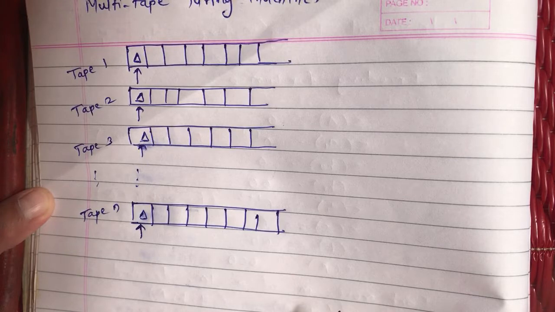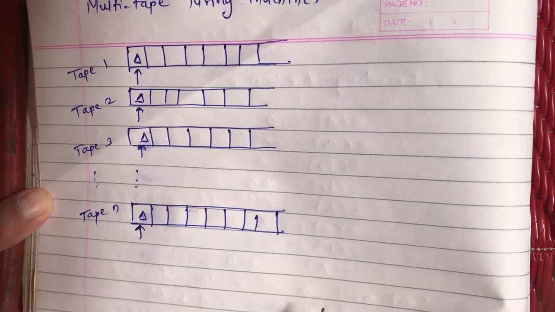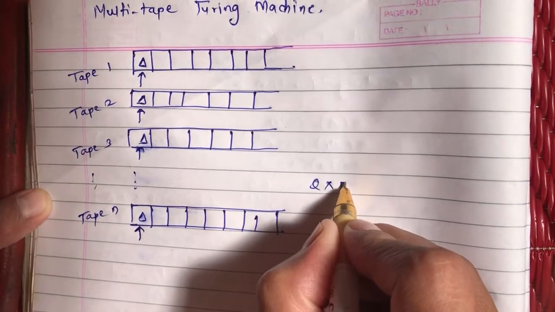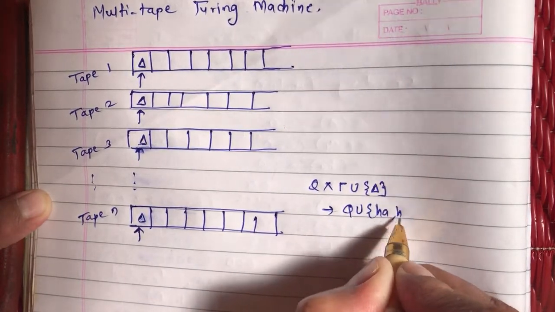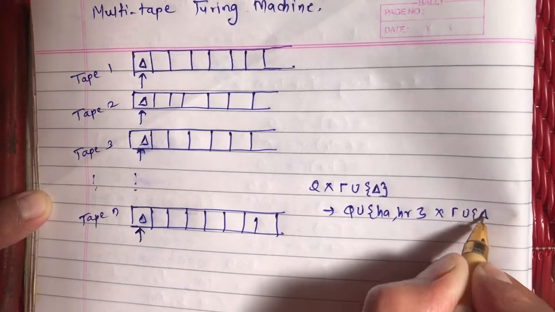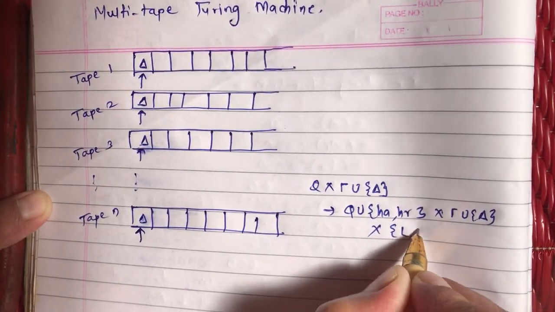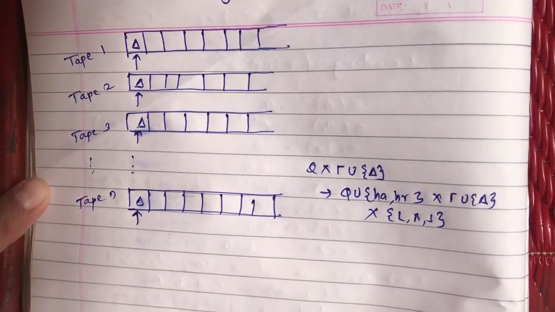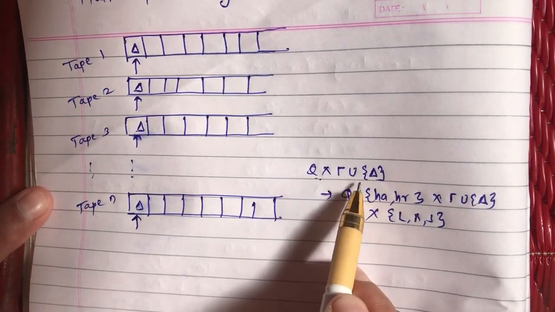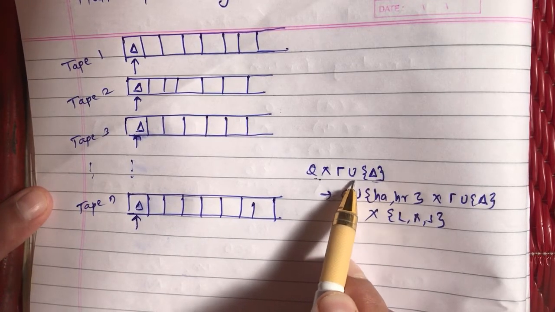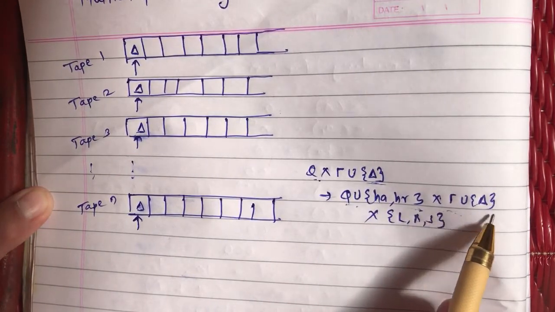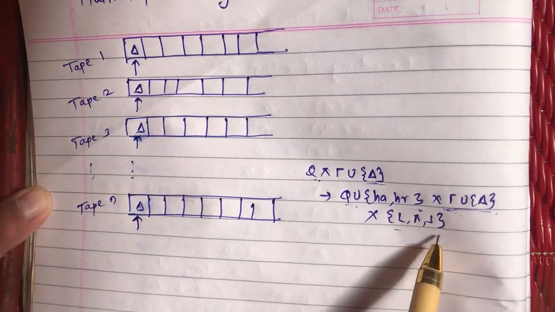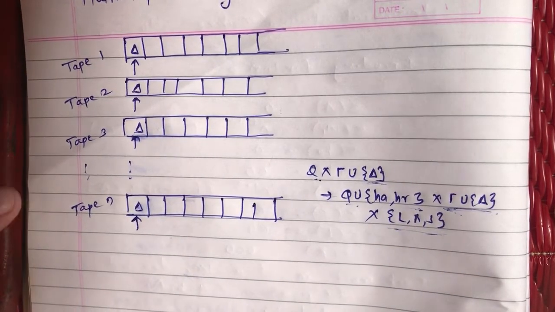So whenever we represent this type of transition for a multi-tape Turing machine, usually when we write a transition for a normal Turing machine, how do we write it? Q Cartesian product with Γ union blank gives Q union HA or HR, Cartesian product with Γ union blank, Cartesian product with either left, right, or stationary, right? Because this represents one state. This is a single tape symbol which represents the tape symbol before transition. This is the state to which your diagram goes. This is the tape symbol after transition, and this is what may happen to your tape head in the form of left, right, and stationary.